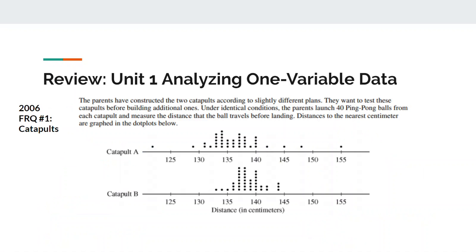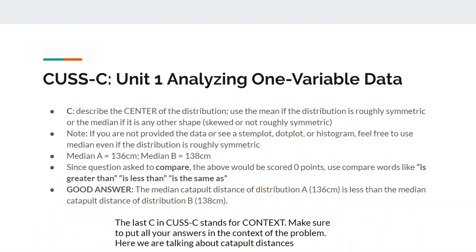Compare is what you do with more than one. So what you're going to do when you work on this one is use the acronym CUSS, C-U-S-S. The first C stands for center, so there are two choices for center. First one is median, second one is mean. Typically we use mean on symmetric distributions, so things you can fold in half. We use median on everything else.